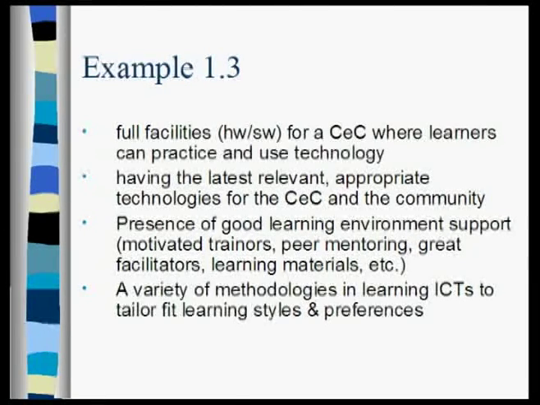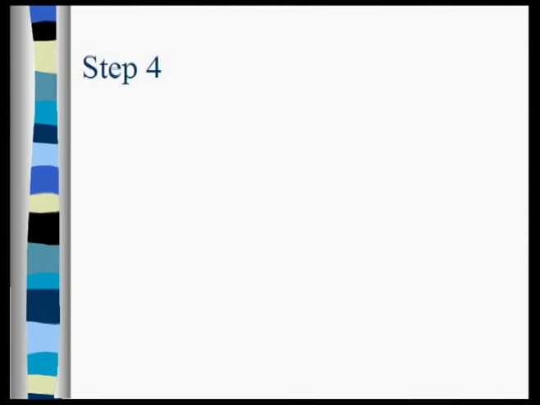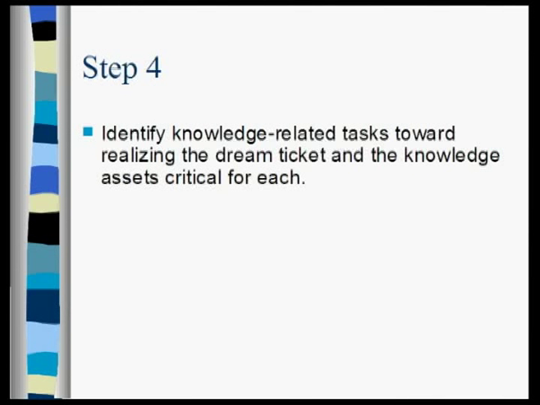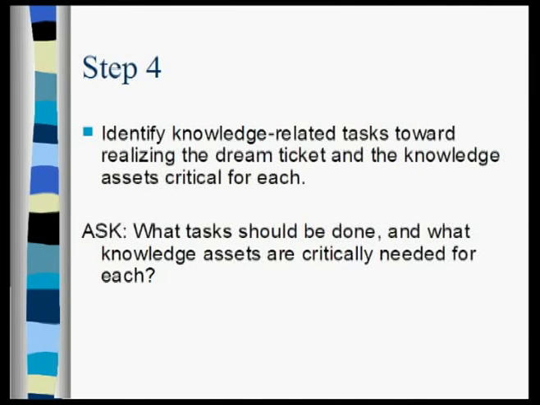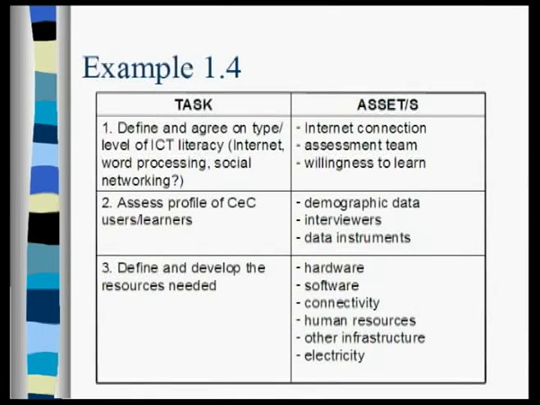So these are the 4 dream tickets as an example. Looking at these dream tickets, we come up with step 4, which is to identify knowledge-related tasks that you need to realize the dream ticket or tickets, and what are the knowledge assets that are critical in order to achieve these dream tickets. So ask yourself, what tasks should be done, and what knowledge assets are really or critically needed for each of these tasks. So you can come up with a table like this. You have a column on tasks and a column on assets.